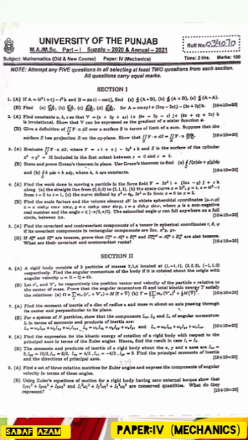Question number 2a. Find constants a, b, c so that V is equal to (x + 2y + az) i plus (bx − 3y − z) j plus (4x + cy + 2z) k is irrotational. Show that V can be expressed as the gradient of a scalar function phi.